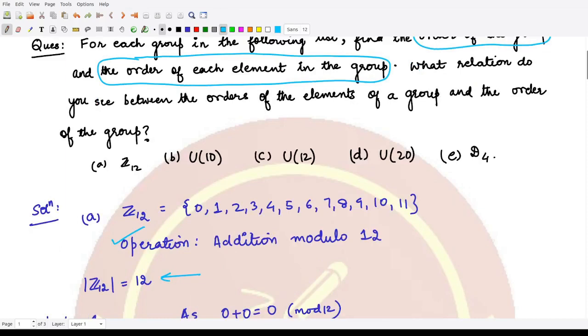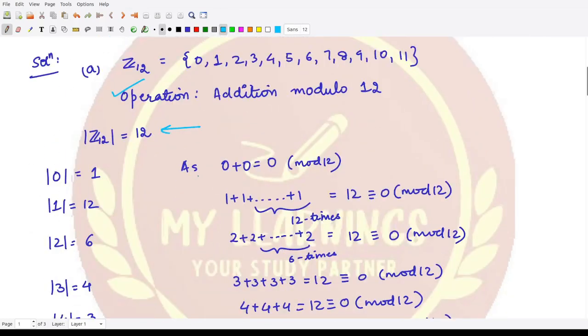Now let's talk about the individual element. If you remember the definition of an order of an element, it tells you how many times you have to apply this operation onto the element so that you would land up at the identity of this group. What is the identity of this group? It is 0, because we are taking the addition modulo 12. So 0 is the identity.